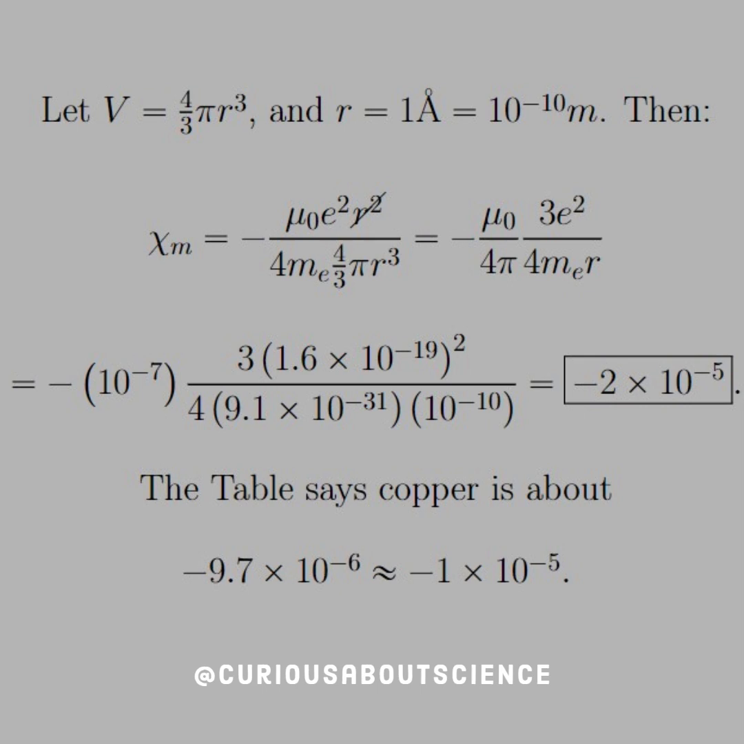So let's just plug everything in. Mu naught over 4 pi is equal to 10 to the negative 7, by definition, designed that way. And then we have 3 times the charge of the electron squared divided by the mass of the electron and the radius. That yields negative 2 times 10 to the negative 5. But the table says that copper is about negative 9.7 times 10 to the negative 6, or about negative 1 times 10 to the negative 5. So at least we're in the ballpark, but we definitely have a crude estimate based on what the Bohr model gave us.